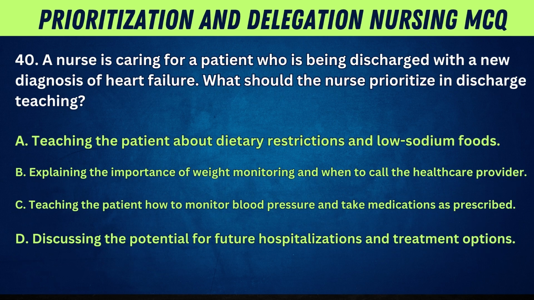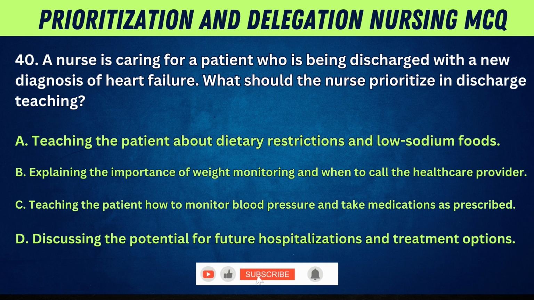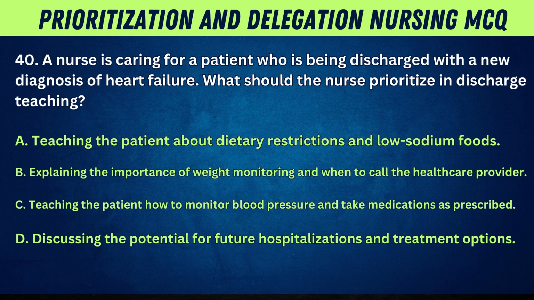40. A nurse is caring for a patient who is being discharged with a new diagnosis of heart failure. What should the nurse prioritize in discharge teaching? A. Teaching the patient about dietary restrictions and low-sodium foods. B. Explaining the importance of weight monitoring and when to call the healthcare provider. C. Teaching the patient how to monitor blood pressure and take medications as prescribed. D. Discussing the potential for future hospitalizations and treatment options.